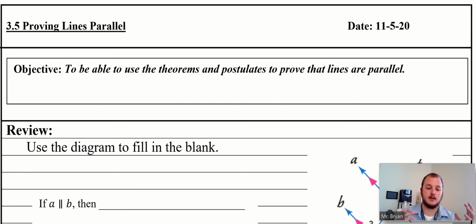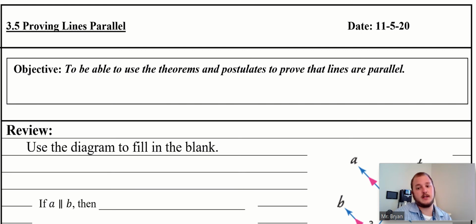So 3.5 is the notes for today, and that's going to be labeled Proving Lines Parallel. It's going to be very similar to the ideas that we talked about in the last notes with 3.4, except we're kind of changing the order of how we do things. And we'll talk more about what that will look like. So today is the 5th, if you'd like to add that.